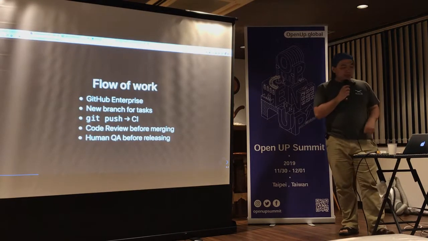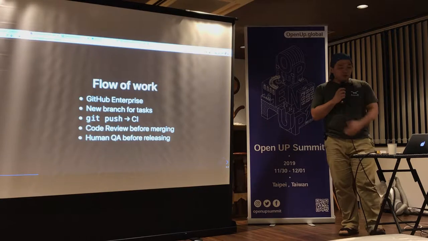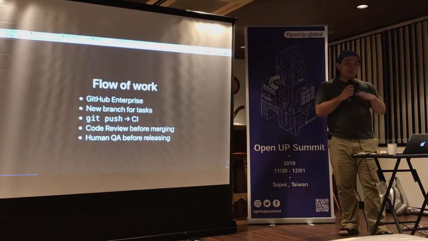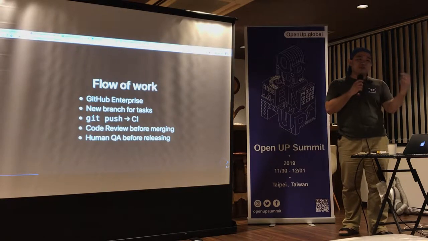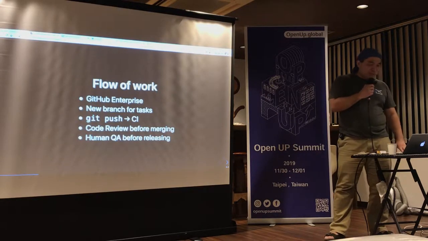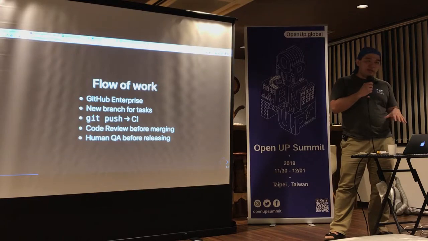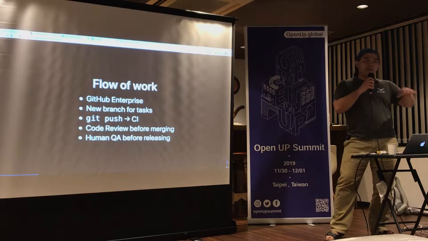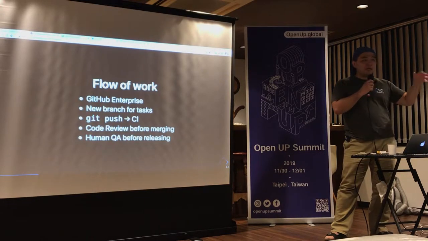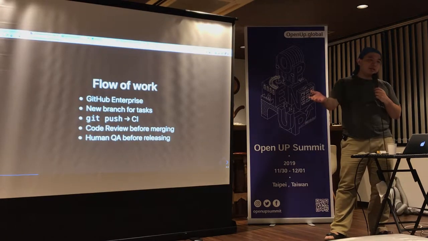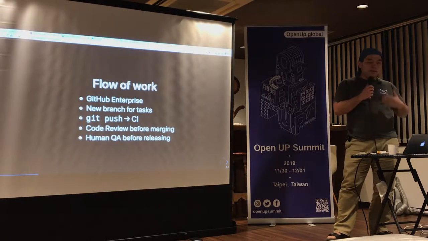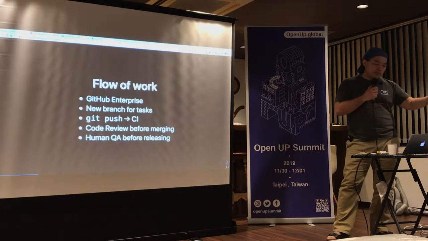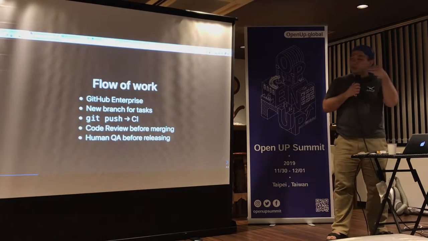So roughly speaking, the flow of this teamwork is that the whole company uses GitHub Enterprise. So you basically work with GitHub with a different domain name. We create a new branch for each task, and then we push the code, and then it triggers a CI testing process. And we basically iterate based on the results of the testing.